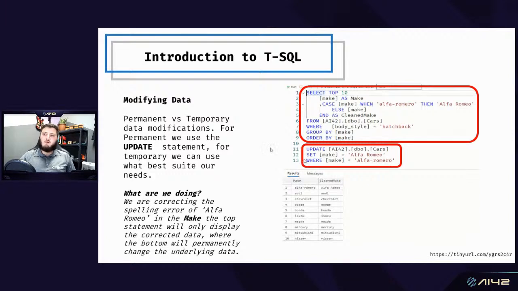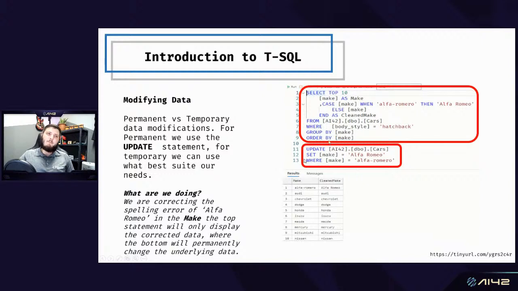like at the bottom red block, I've written an update statement. You might have noticed throughout the examples, Alfa Romero has a spelling mistake, and I want to clean it up because here we refer to Alfa Romeo. So I can permanently make the change and say, in my table of cars in the database of AI42, go and set the make to Alfa Romeo where the make is currently Alfa Romero. So this is a permanent change. Everyone after you who queries this table will be getting the data as Alfa Romeo.